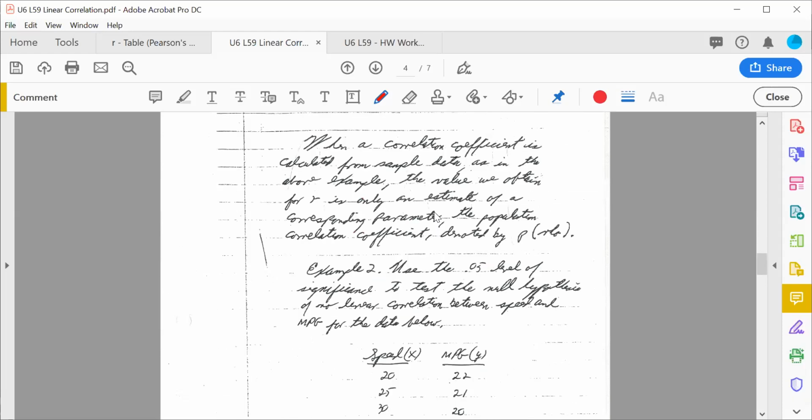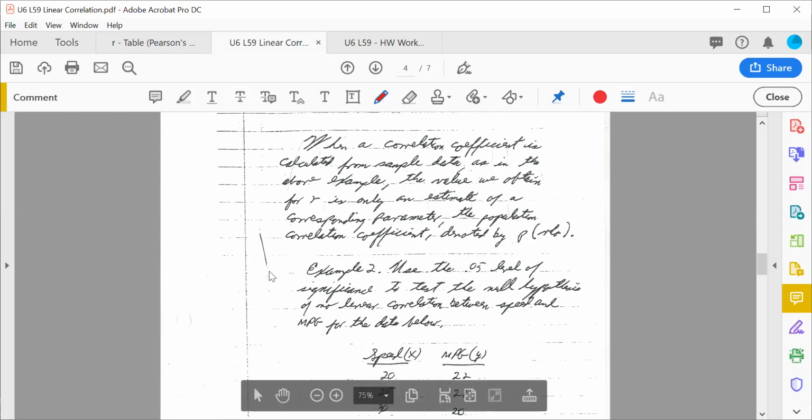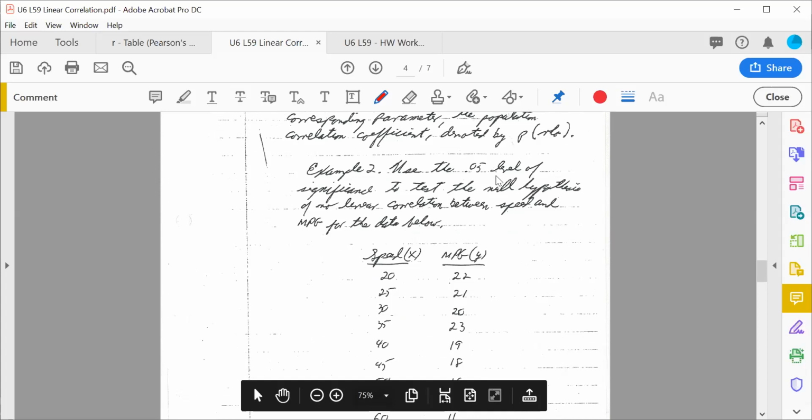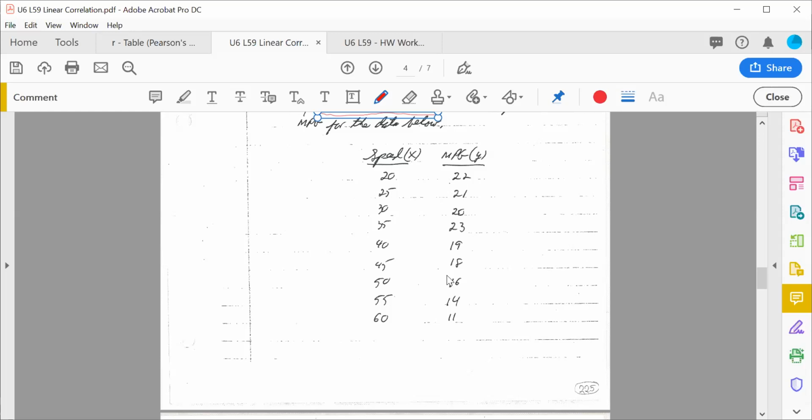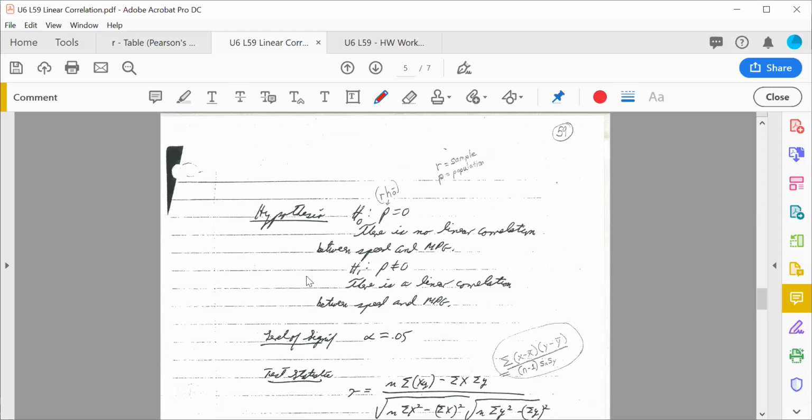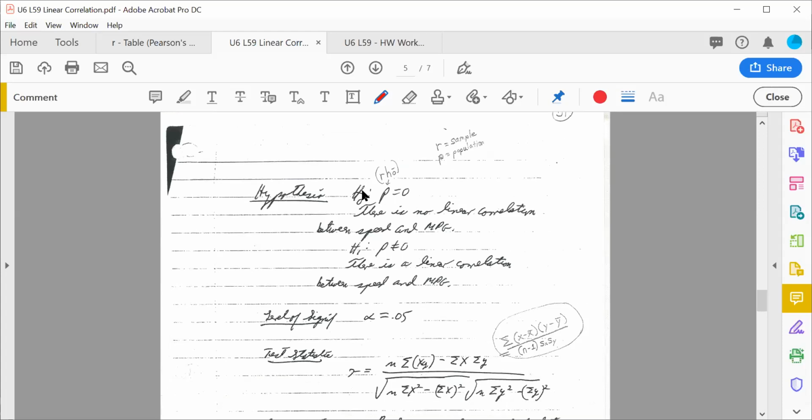Okay, so what does this paragraph say? It says what we already stated, that R is just an estimate of rho. So now let's do a hypothesis test and call it a day. All right, use the 0.05 level of significance to test the null hypothesis of no linear correlation between speed and miles per gallon for the data below. So we have L1, put that in L1, miles per gallon, put that in L2. If you want to pause the video and practice it right now, go right ahead. I encourage that.